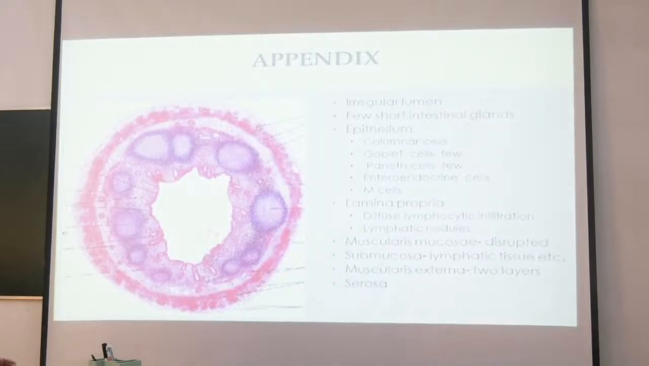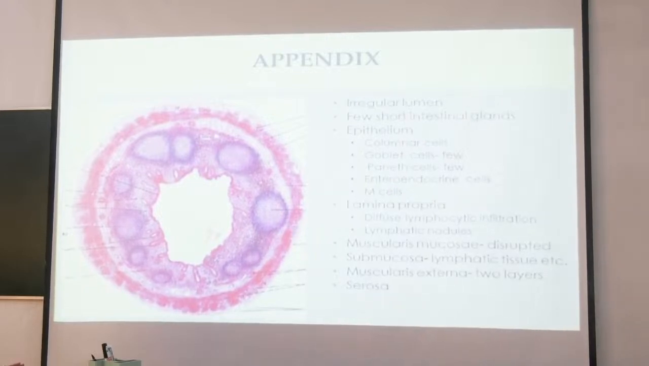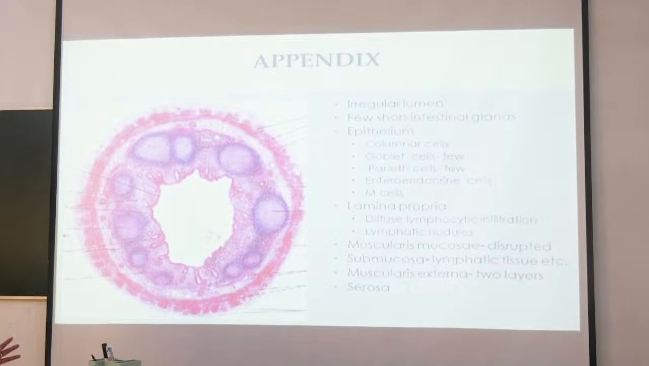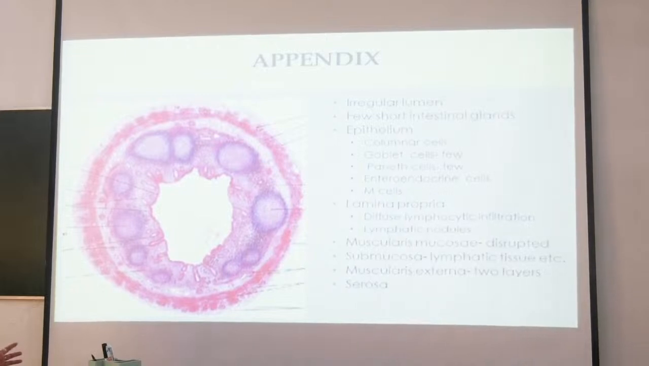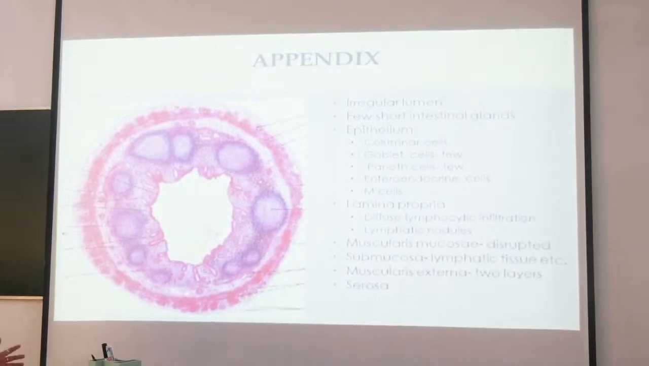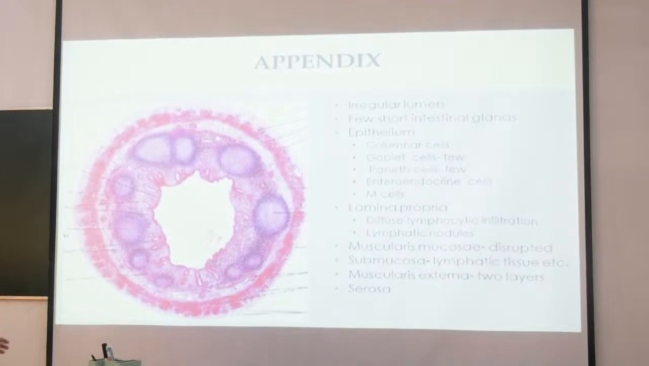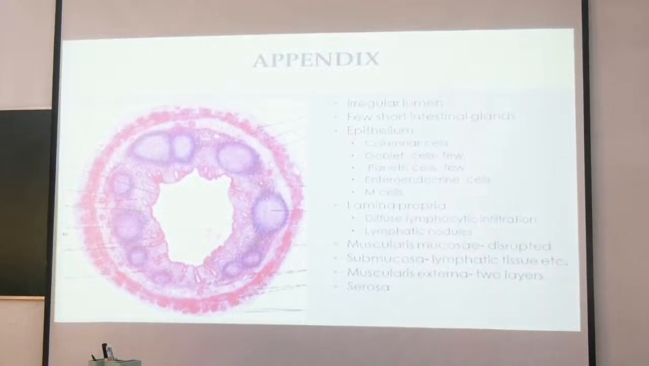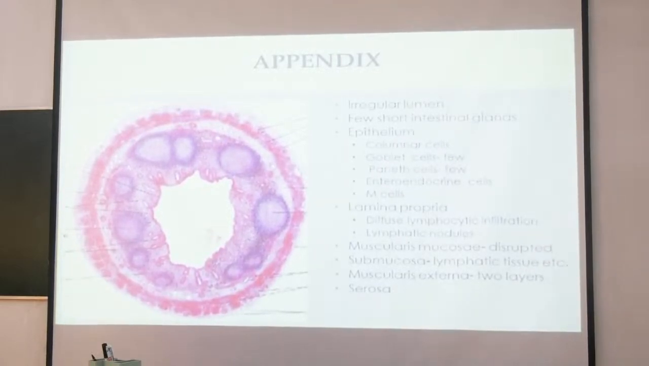So you have to say this much about the appendix. First, the irregular lumen. Epithelium, how many cells are there? Then the next one is lamina propria. You have to say the lymphatic follicles having germinal center. Then muscularis mucosa is disrupted. In the submucosa, few lymphatic follicles are there. Then comes the muscularis externa having two layers: inner circular, outer longitudinal. The last one is the serosa. One by one you have to explain.